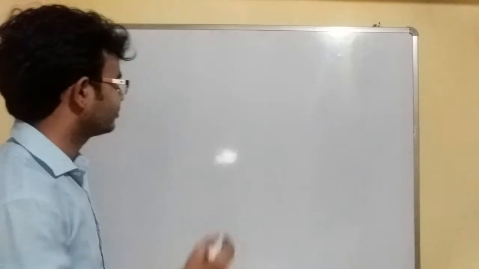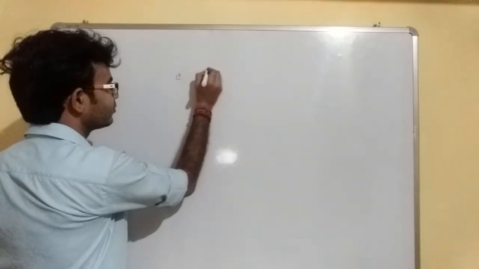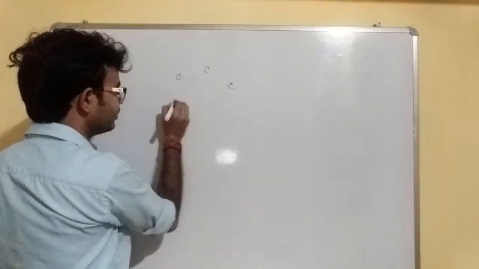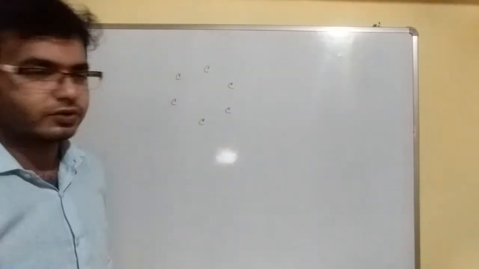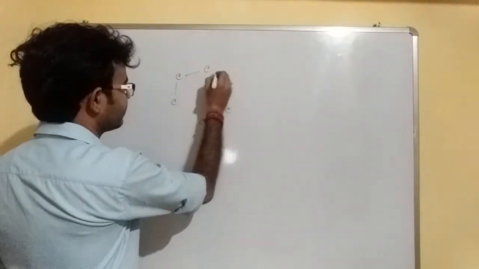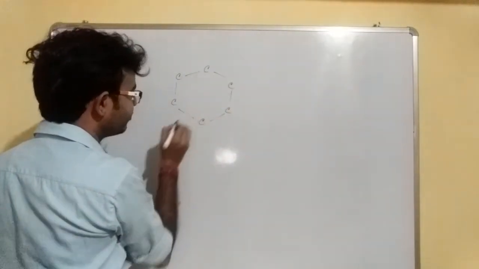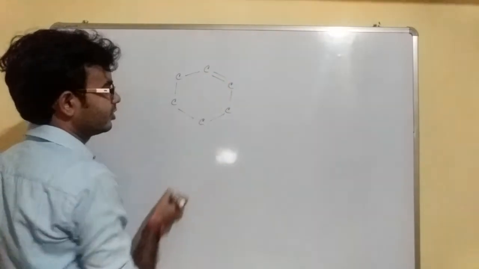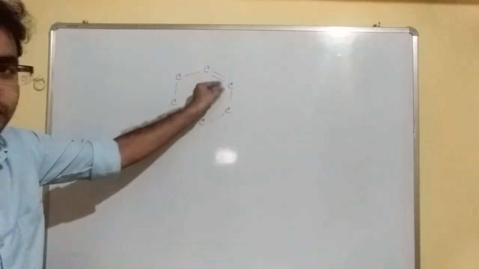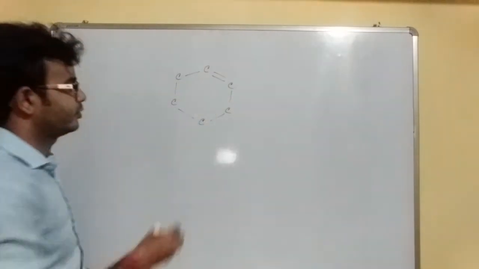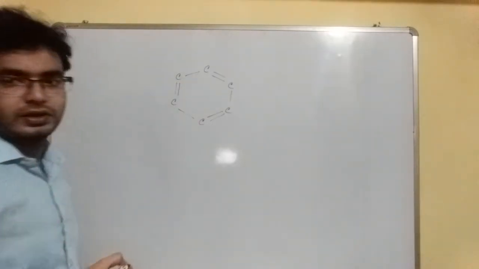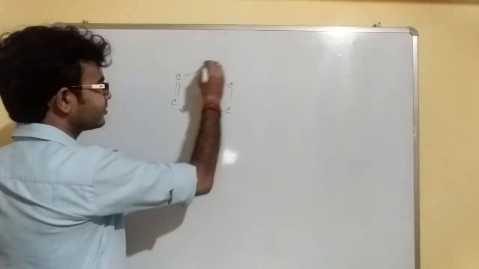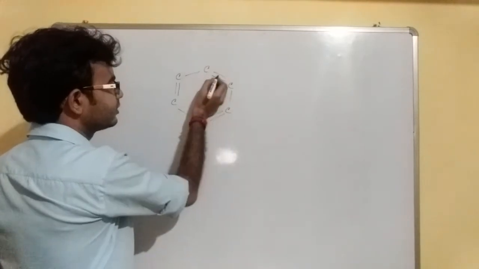Next, we will discuss this compound: 1, 2, 3, 4, 5, and 6. Six carbons in cyclic form. Now, if we put alternate double bonds, a double bond here, then we will not put a double bond here; we will put the double bond between these two carbons. Not here, but between these two carbons.